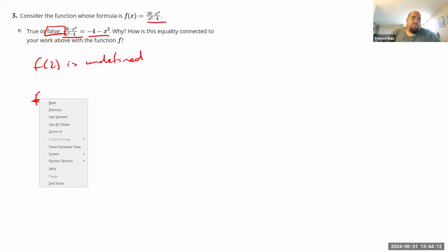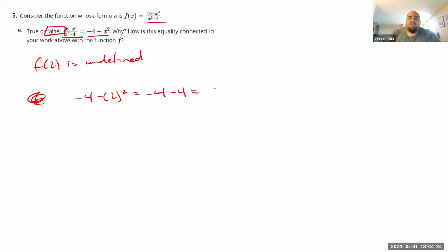But what about, are you going to erase? No, you're not. But what if we plug into this other thing? So -4 minus 2 squared equals -4 minus 4, which is -8. And that's enough to say that these two things are not equal to each other. I found a single value of x where they don't agree. And that's enough. And really, this is the only value of x where they don't agree.